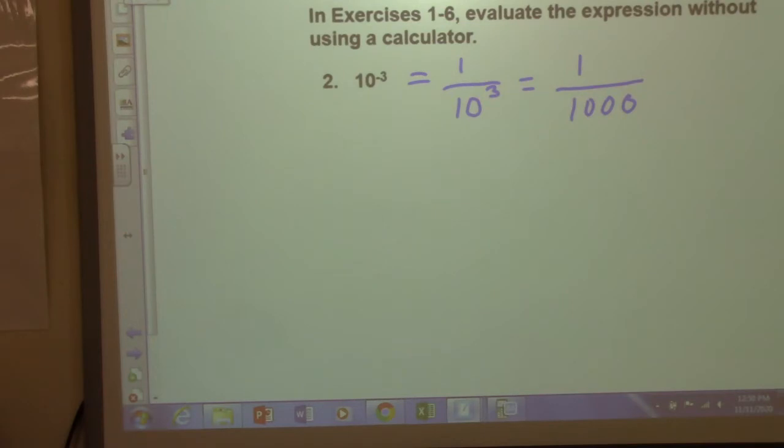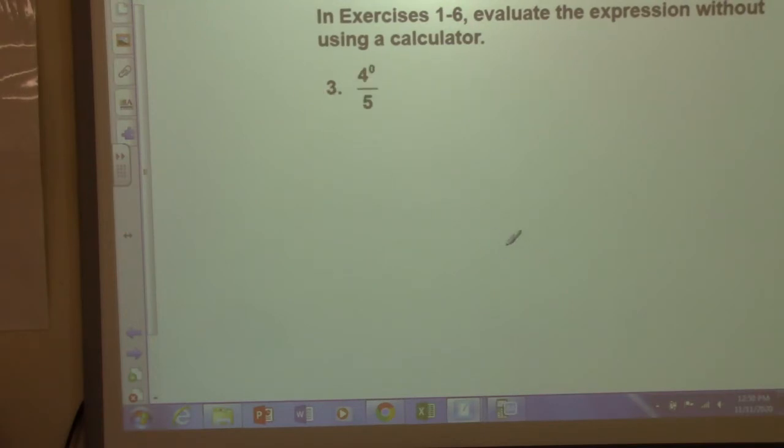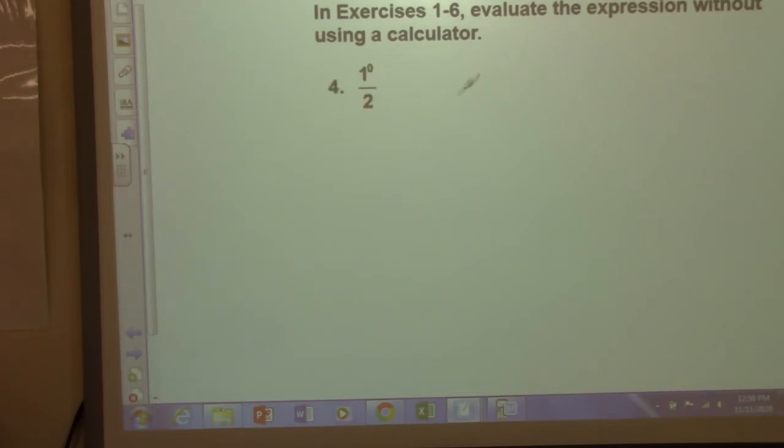These next two are really difficult. Oh, really? I'm being sarcastic. I think it's 5/7? I think it's negative 3. Right, 4 to the 0 power is 1, right? So that divided by 5. Yep. The next one is going to be 1/2.